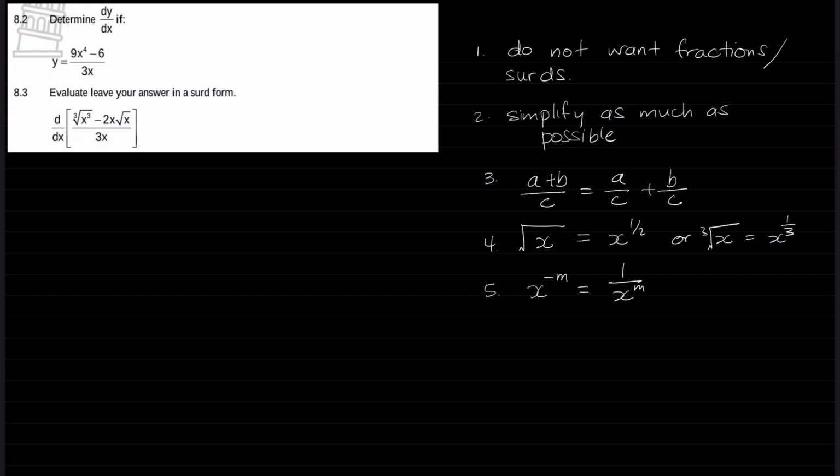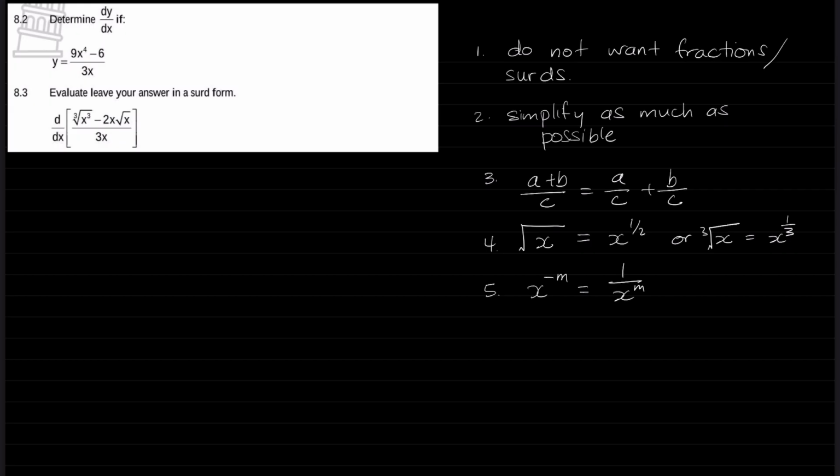Then number three, we just got to remember the rule when it comes to fractions. For example, if we have a plus b in the numerator and then divided by c in the denominator, so there's one term in the denominator, we can split that fraction up: a over c plus b over c. Then we also got to remember our laws when it comes to surds. We can rewrite a surd as an exponent. And then number five is when we're dealing with negative exponents, we can rewrite that as well. For example, x to the power minus m can be written as 1 over x to the power of m. So let's jump straight into it.